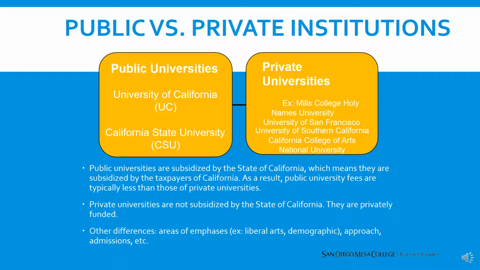It's also important to consider the type of campus you're interested in transferring. In California, we have two main public university systems. One is the UC, the University of California, and the other is the CSU, California State University. We also have a wide range of private universities in California and throughout the nation. Public universities are subsidized by the state of California, and so typically you will find that tuition for those universities is going to be less than a private university because they are not subsidized by the state of California.